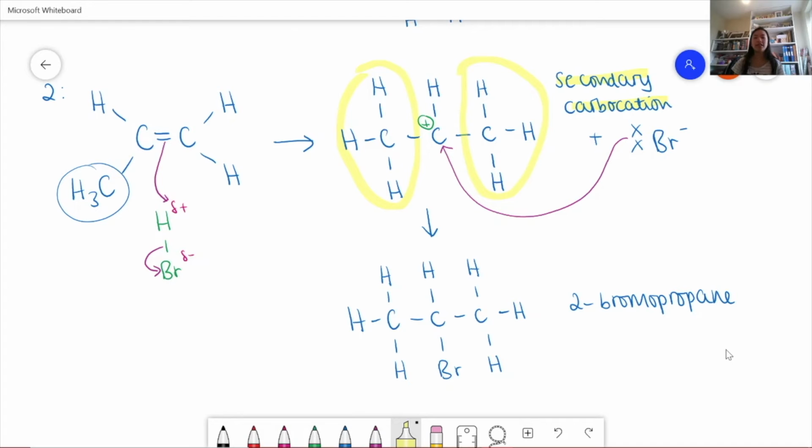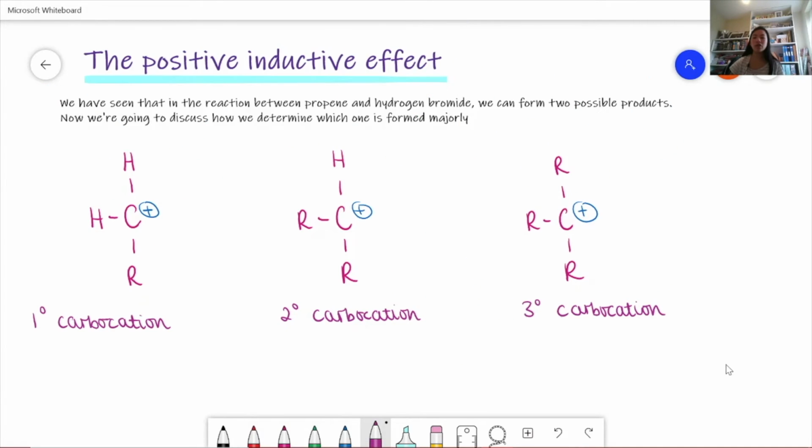And it's the difference in these carbocations that actually determines which product is formed majorly. Now we're going to talk about the positive inductive effect. So we've seen that in the reaction between propene and hydrogen bromide, we can form two possible products. And now we're going to discuss how we determine which one is formed majorly, so which one we have more of in the products. And so firstly, we need to look at the different types of carbocation. I kind of introduced this idea before, but we're going to look more in detail now.